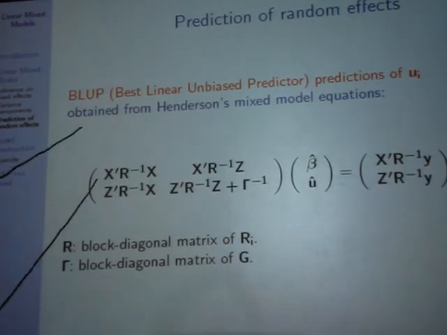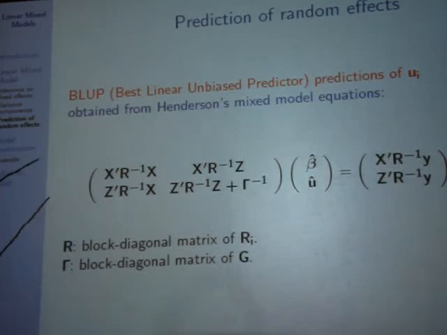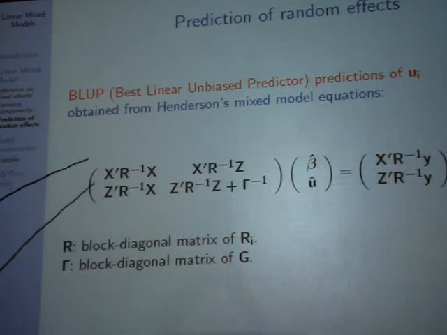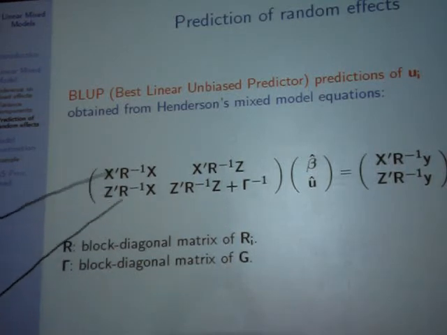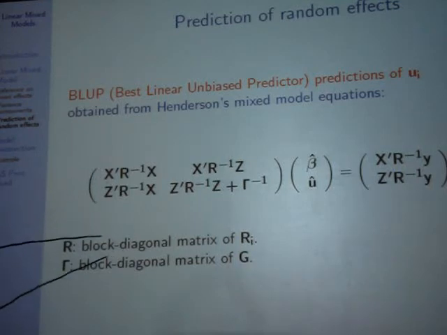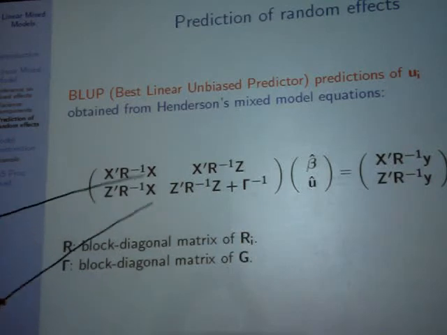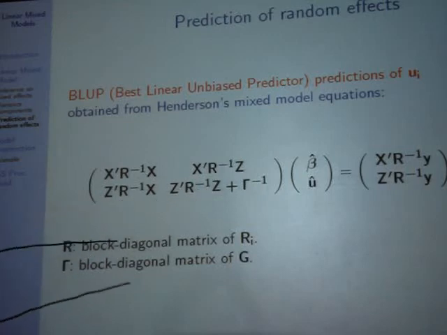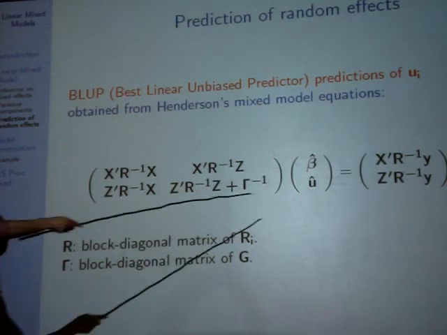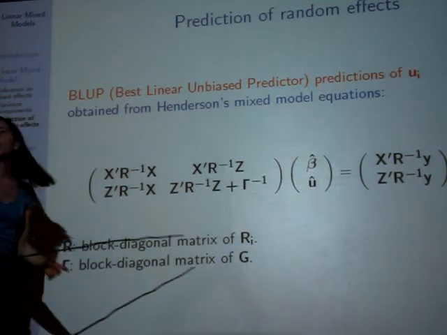You obtain these predictions of the random effects by the best linear unbiased predictor, from Henderson's mixed model equations. They can be written like this. They are very well known by animal breeders. R here is a block diagonal matrix with Ri on the diagonal, and gamma here is a block diagonal matrix with G on the diagonal. And you obtain the predictions of the random effect here from these equations.